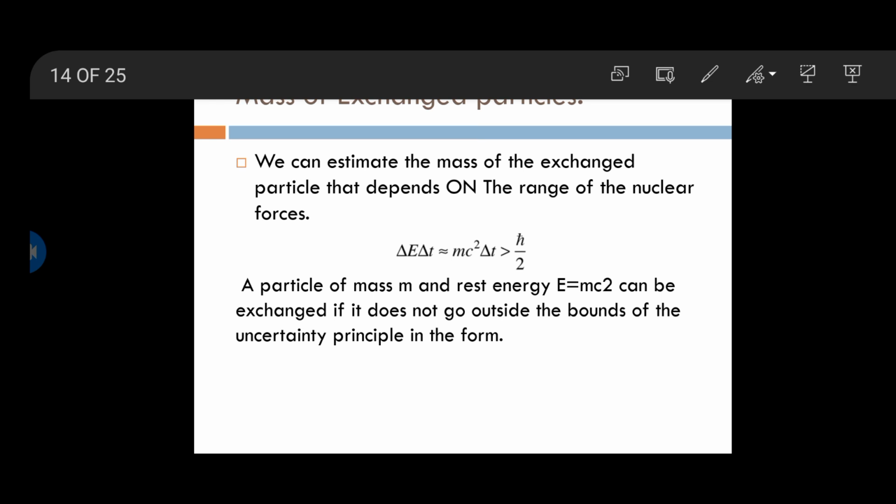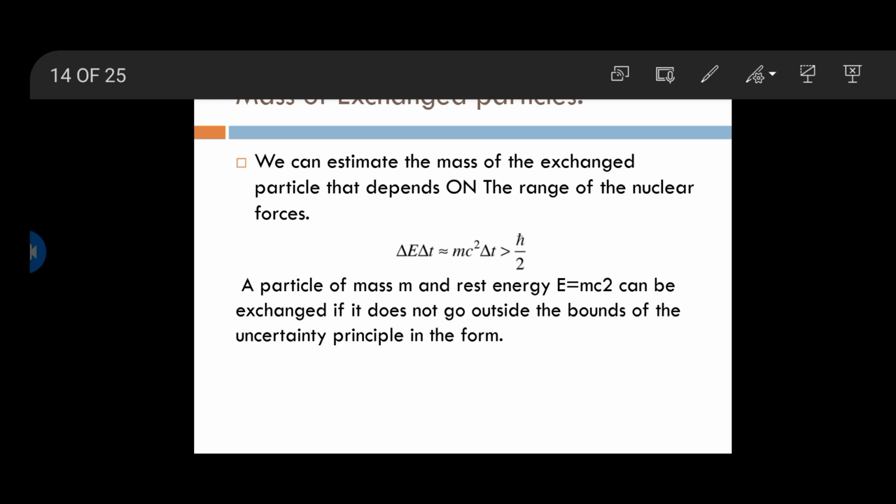Now we will calculate the mass of the exchange particles. Based on the observed range of the nuclear force, we can calculate the mass of the exchange particle. If we know the range of the nuclear force, we can easily calculate the mass of the exchange particle.